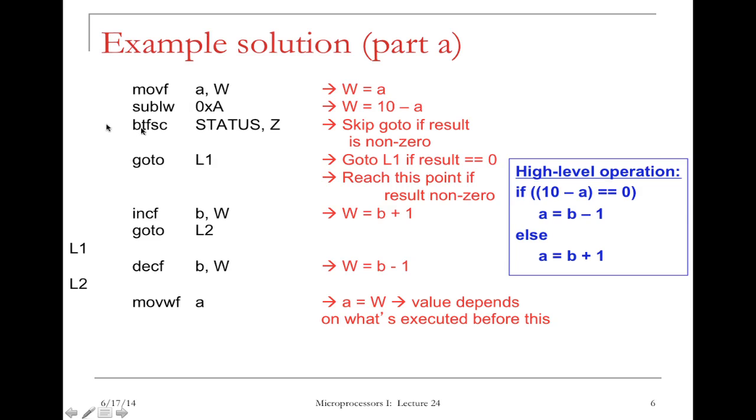When it gets to here, BTFSC, it's going to check the 0 bit. Now it's a 1, right? So will it skip or not skip? The 0 flag is a 1, and my condition is clear, so I will not skip the next instruction. Do you follow? So I will not skip the instruction, which means I'm going to execute this go to L1. So I'm going to do this decrement B, comma W, and then go forward.